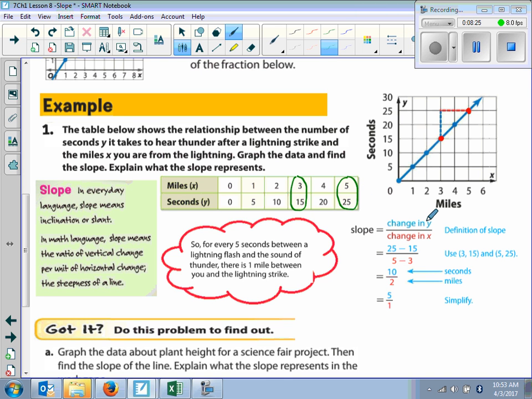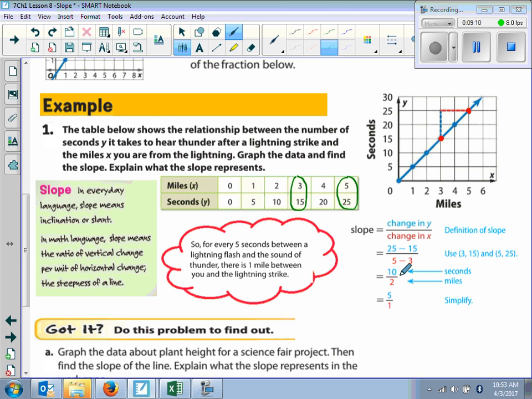So in order to find the change or the difference in two values, what do you do? You subtract. Very good. So to find the change in the y, we subtract our y values: 25 minus 15 gives us 10. And to find the change in the x values, we subtract the x values: 5 minus 3, which is 2. So that means in a 10-second gap, the lightning is 2 miles away from you. Now, this is not simplified.